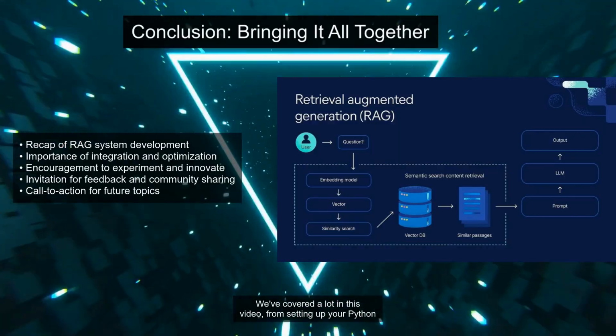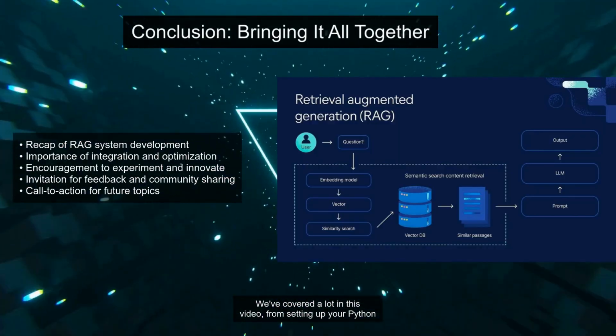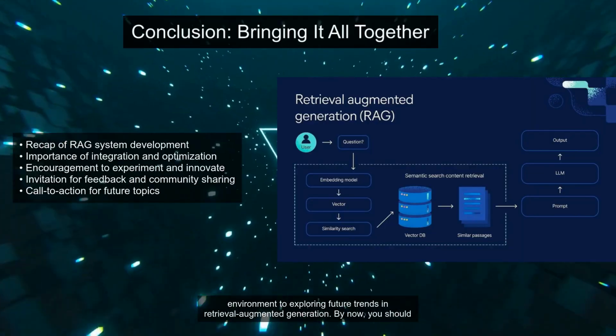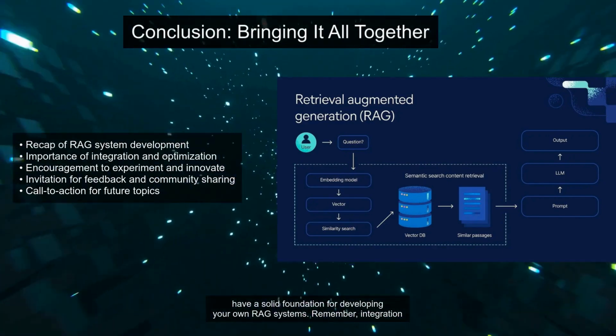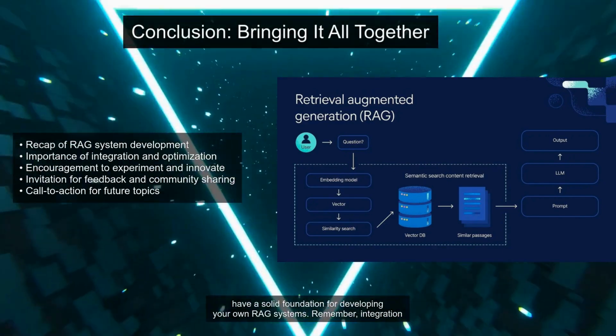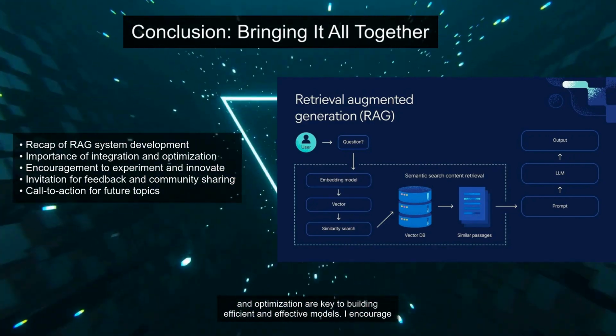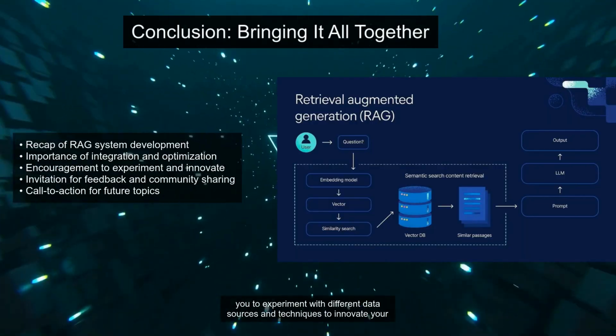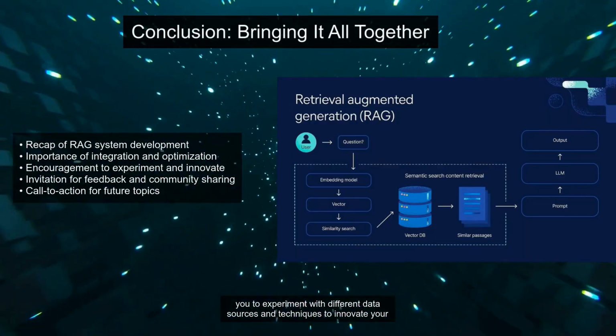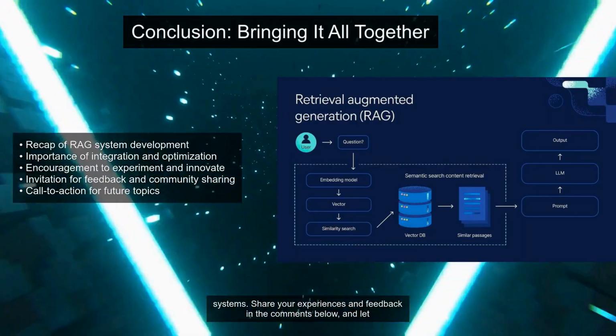We've covered a lot in this video, from setting up your Python environment to exploring future trends in retrieval-augmented generation. By now, you should have a solid foundation for developing your own RAG systems. Remember, integration and optimization are key to building efficient and effective models. I encourage you to experiment with different data sources and techniques to innovate your systems.